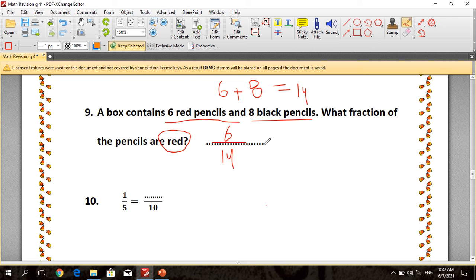If you want to find the result in its simplest form, you will ask yourself, 6 and 14, can we make it simpler? Yeah, we can. How? By dividing by 2. So 6 divided by 2 equals 3 and 14 divided by 2 equals 7. Okay? You will do this step if you want to find the result in its simplest form. But if you don't want to, you will leave it like this, 6 over 14. But if I ask you to find the result in the simplest form, you must do these steps.